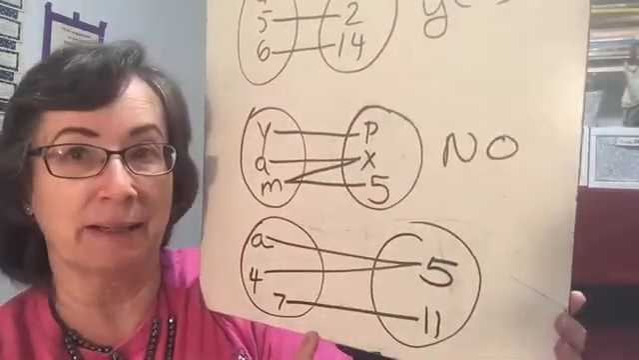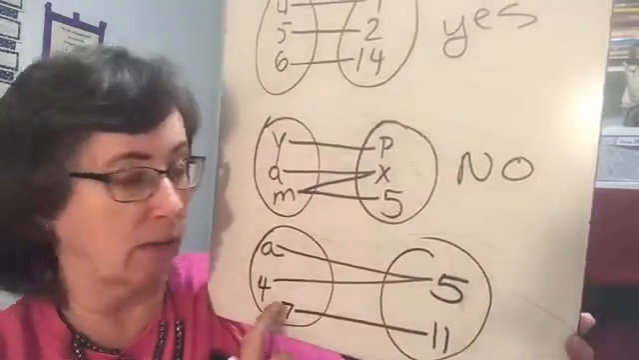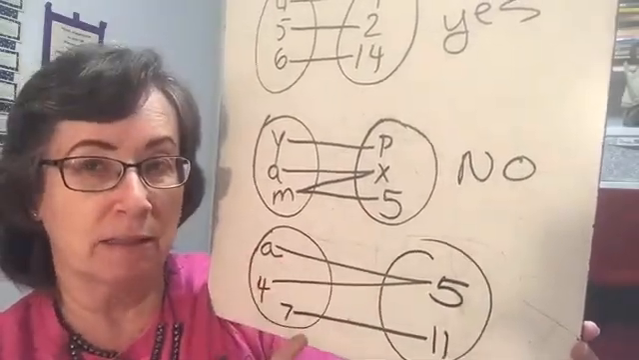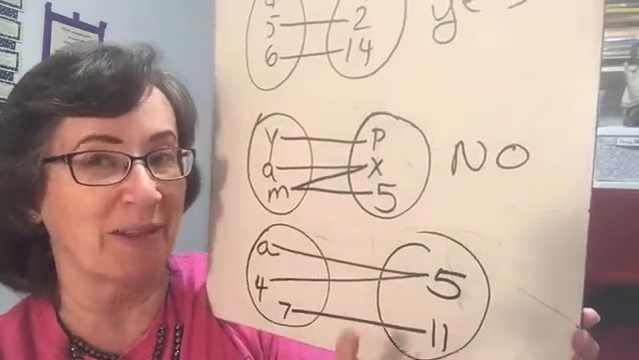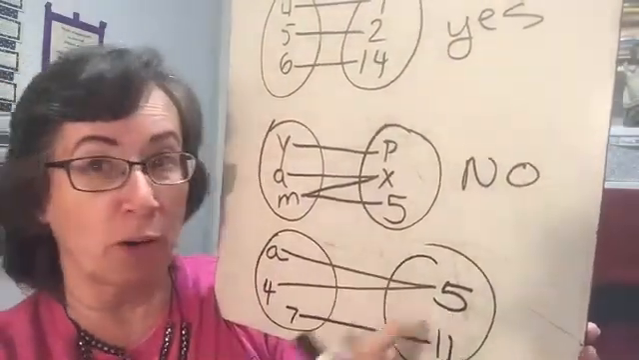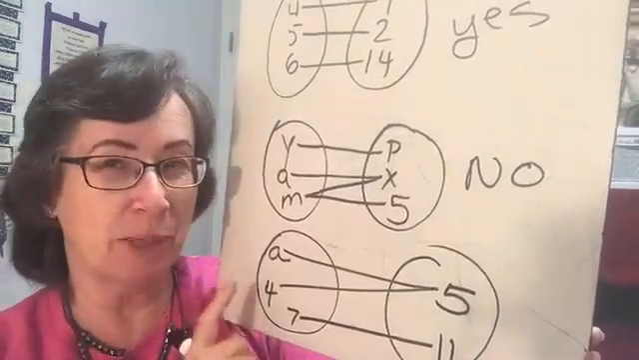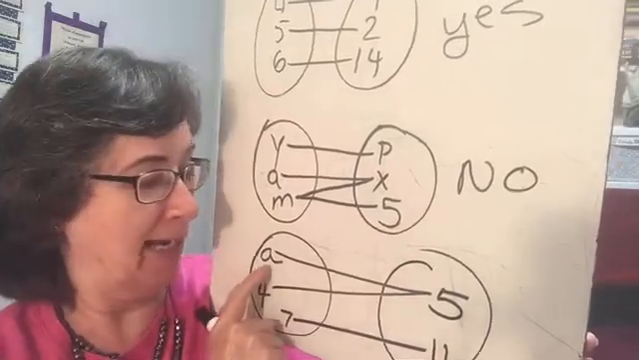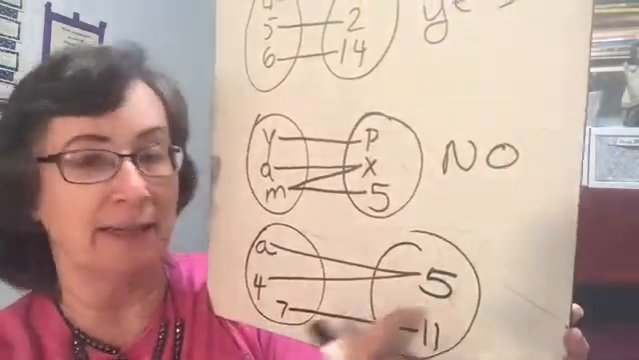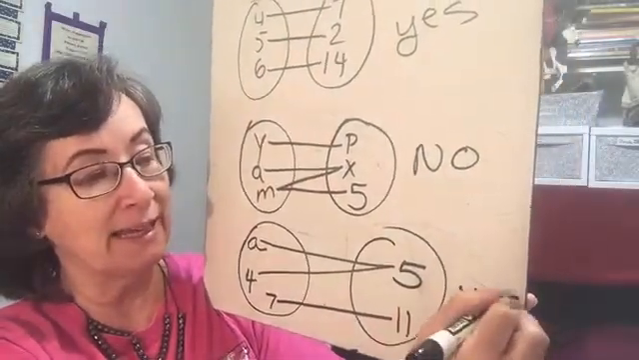What about this one? It's got some funny lines too. A goes to 5. 4 also goes to 5. 7 goes to 11. Does any input go to more than one output? And the answer is no. Okay, the fact that A and 4 both have 5 as an output is not a problem. Remember, it's a function if each input has exactly one output, and A has exactly one output, it is 5. 4 has exactly one output, it is 5. 7 has exactly one output, it is 11. So this one, yes, is a function.